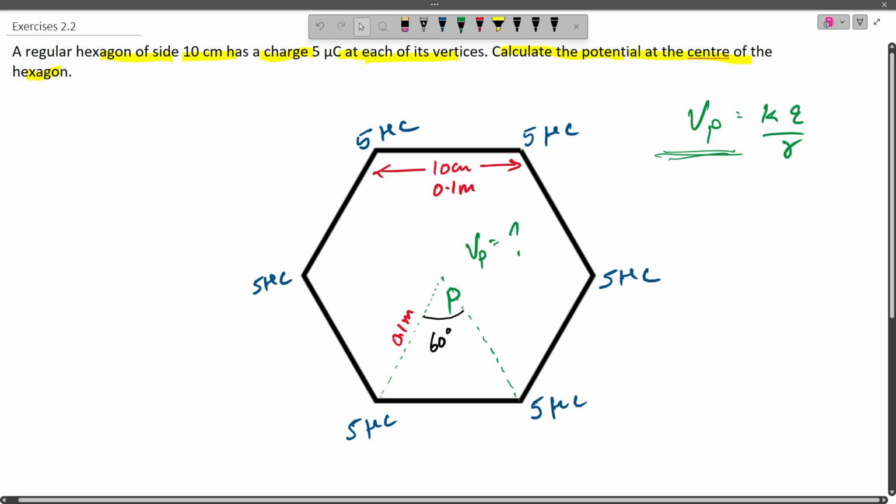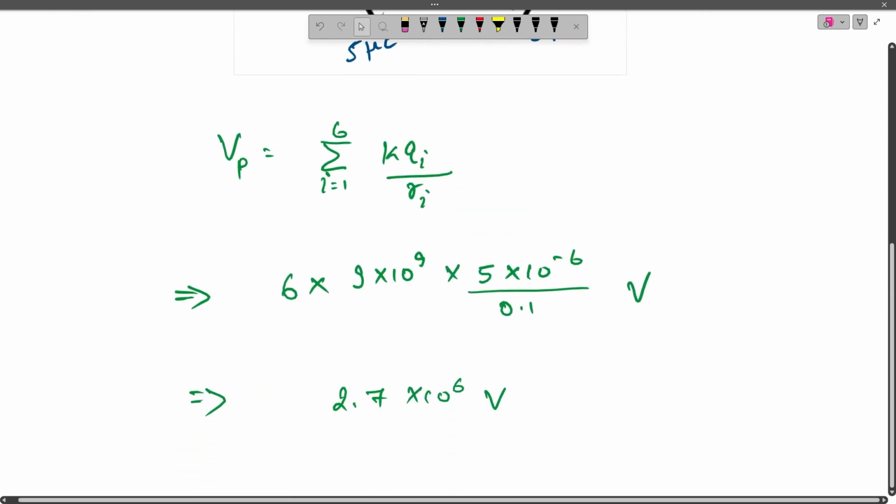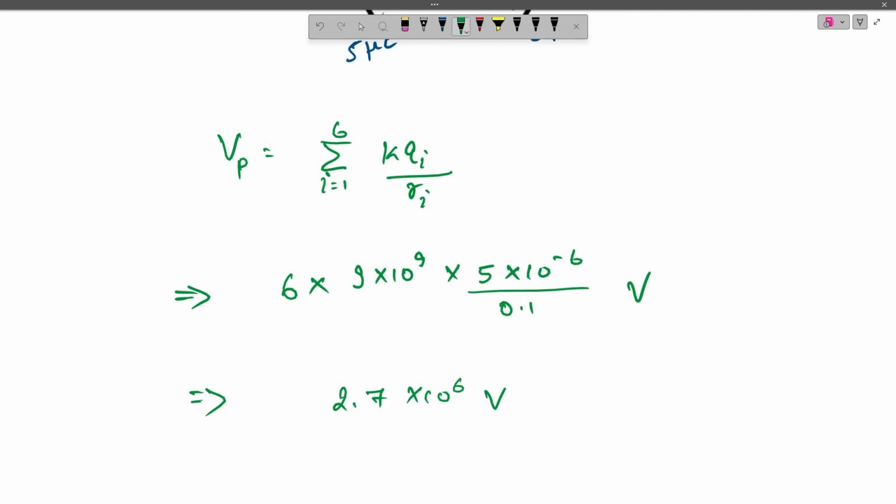Now finding out potential of the system, we can write it as Vp equals summation of kqi by ri, where i varies from 1 to 6 because there are 6 charges, and since the distance of separation is the same, we can simply write it as 6 times kq by r, where q is the charge on the vertex and r is the distance of separation between the vertex and the center. Now that will give us a value of 2.7 into 10 to the power 6 volts.